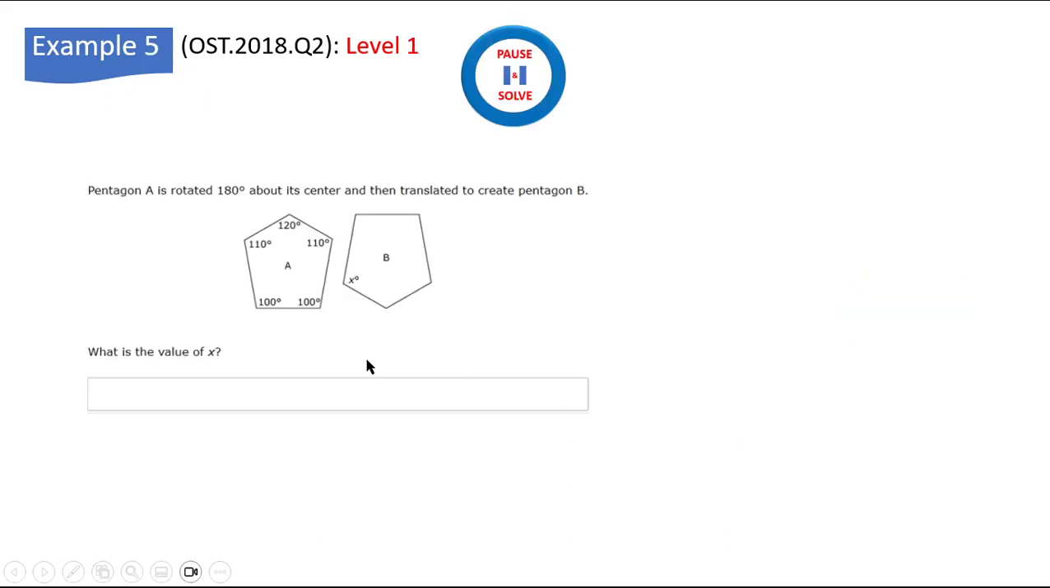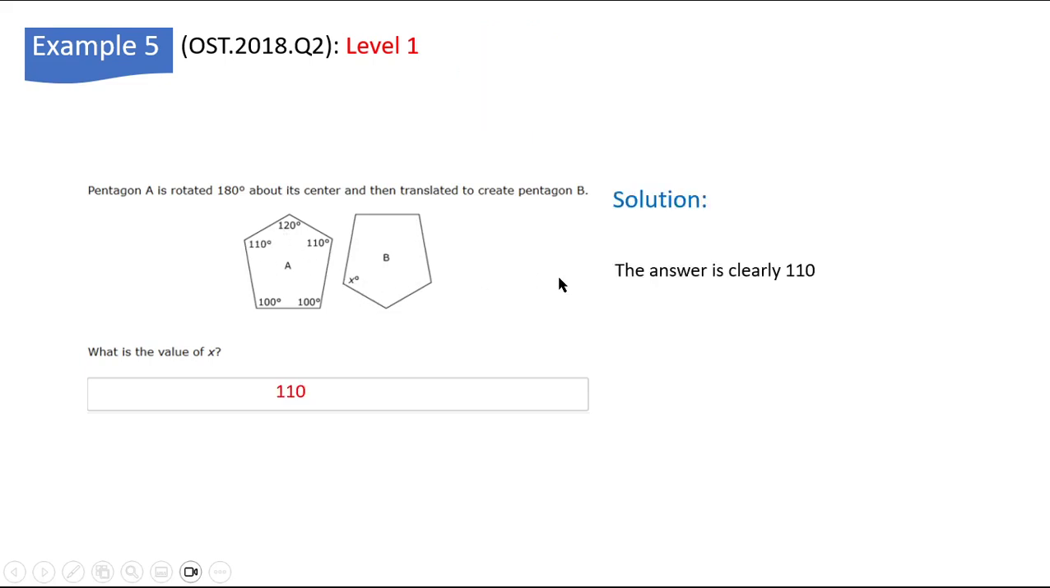Example 5. Pentagon A is rotated 180 degrees about its center and then translated to create Pentagon B. What is the value of x? This is really nice, giving you a question like that, very simple. I mean, you can see this is 100, this 100, these two will be 100 and 100. Very, very easily, this is the same as this, this is 110. So the answer is clearly 110. So questions like that, be careful not to lose it because it's really easy to do.